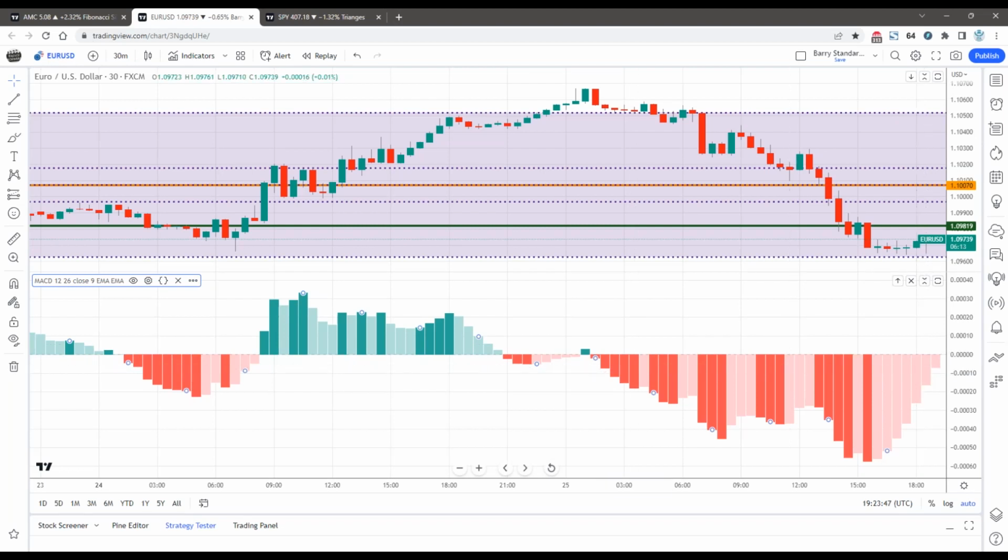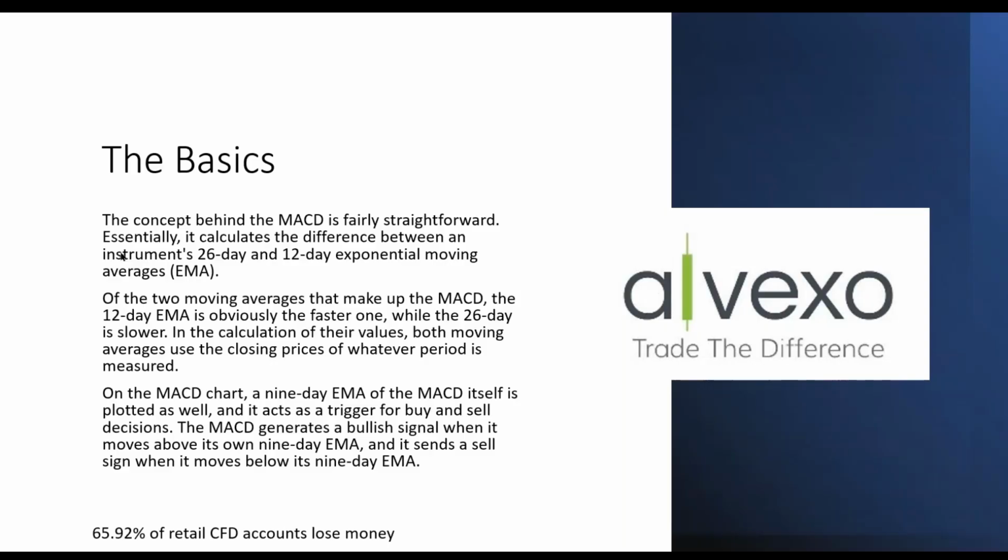So let's go back to my PowerPoint. Let's talk about what we would look for in this histogram now that we have this indicator on the bottom of our charts.